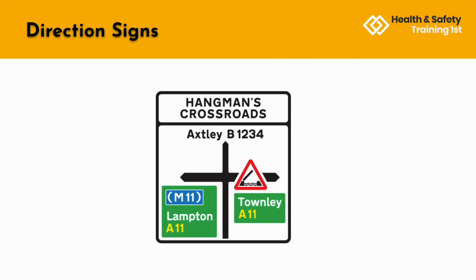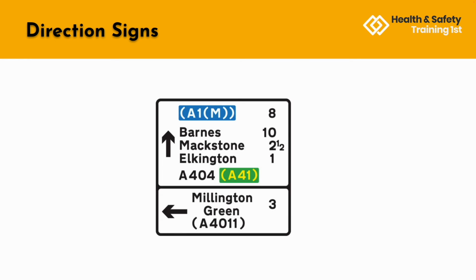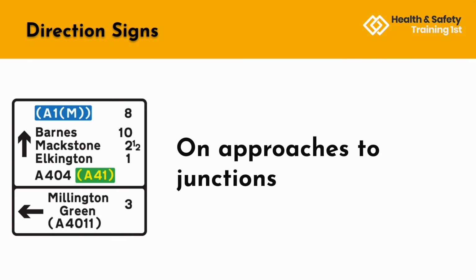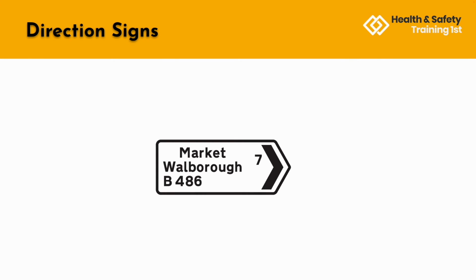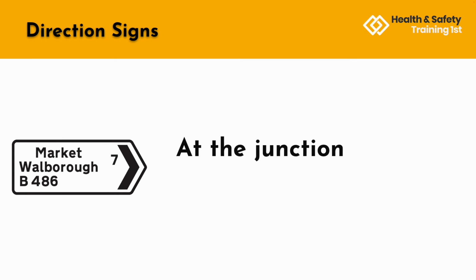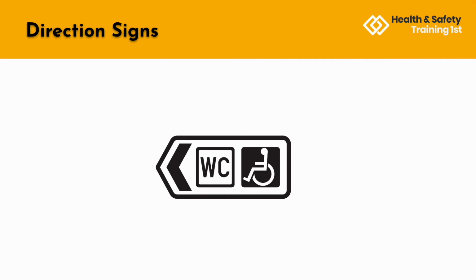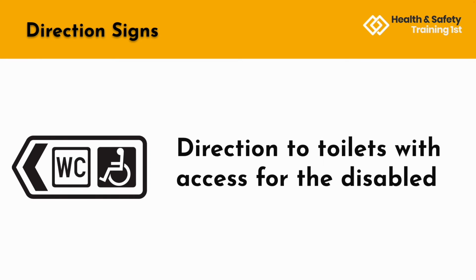Signs on non-primary and local routes will have black borders and white backgrounds. On approaches to junctions. On approaches to junctions. At the junction. Direction to toilets with access for the disabled.